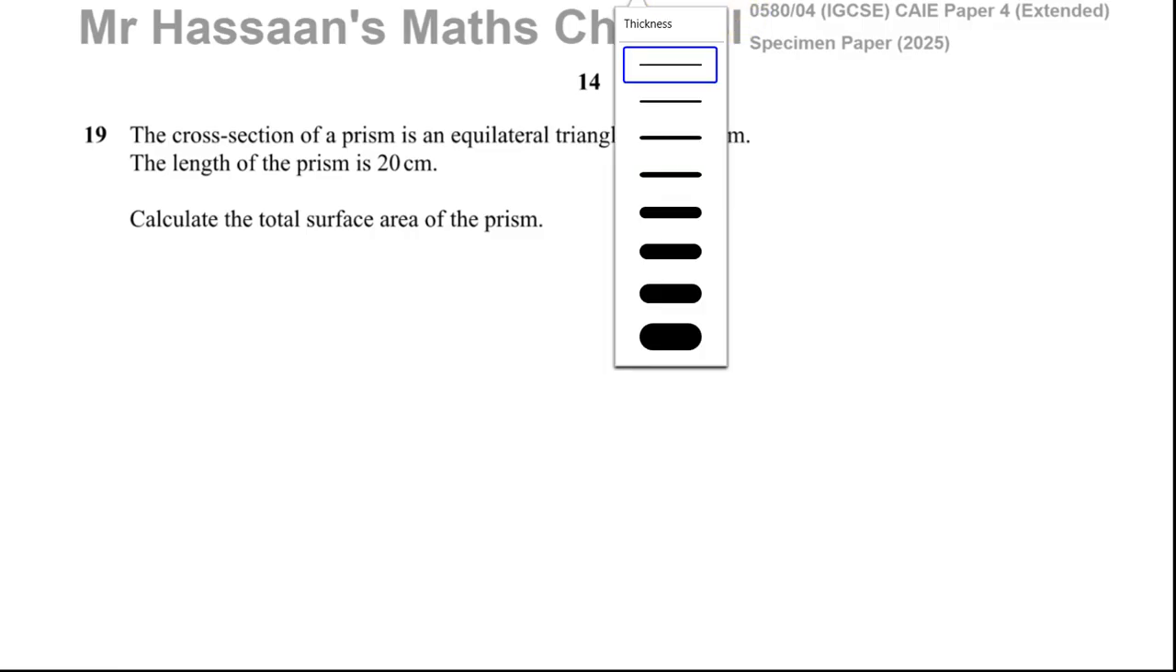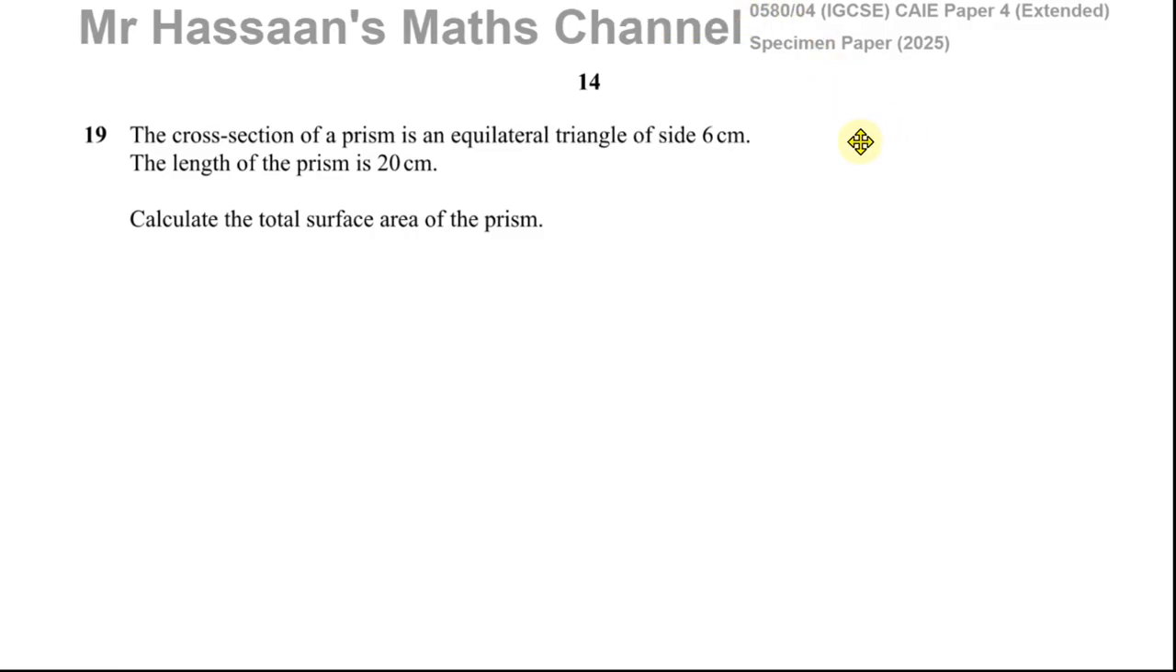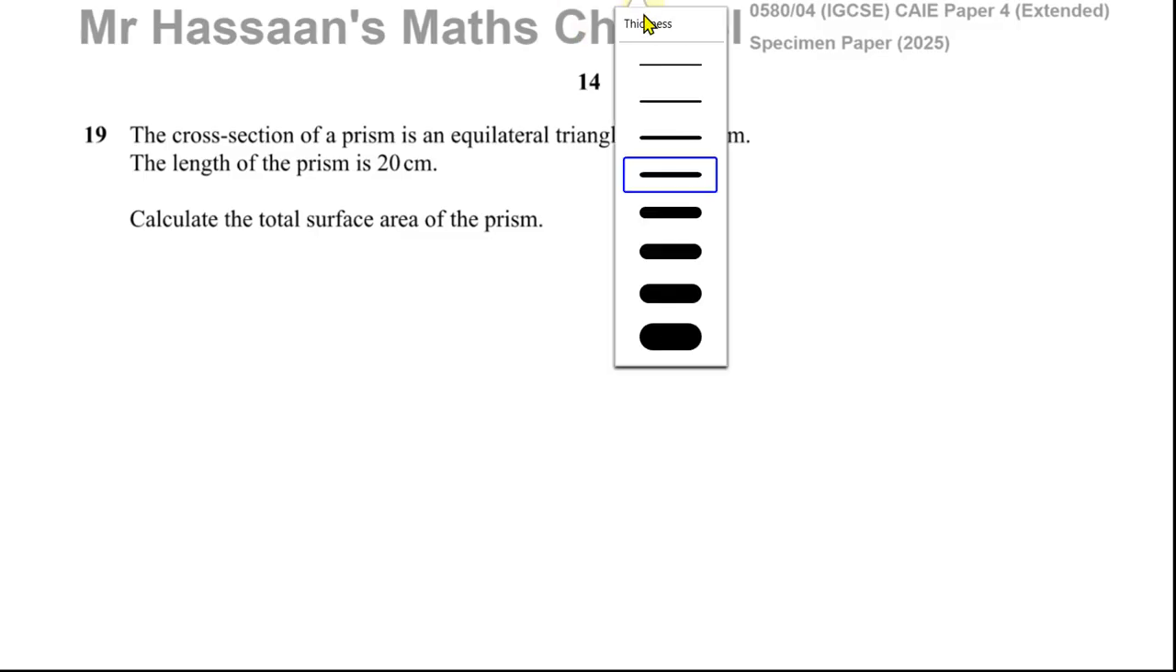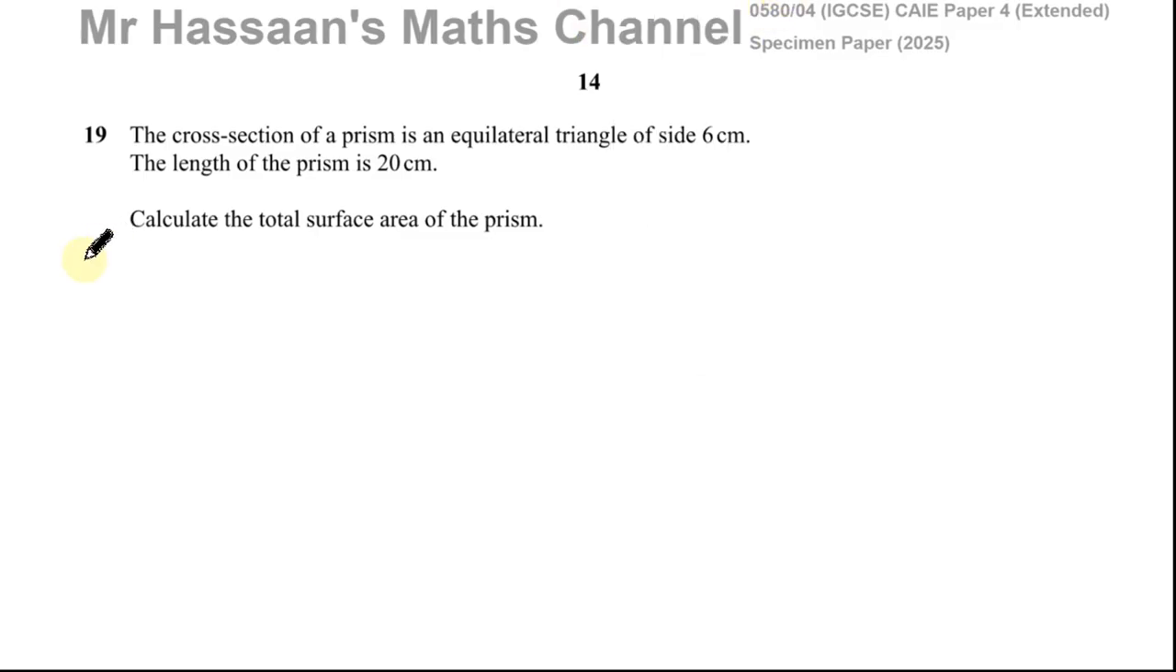This is the specimen paper for paper 4 for the new syllabus 0580 Cambridge. And here we have a question which is about surface area. We're told that the cross section of a prism is an equilateral triangle of side 6 centimeters. The length of the prism is 20 centimeters. Calculate the total surface area of the prism.